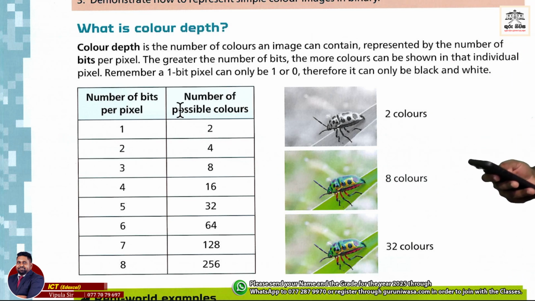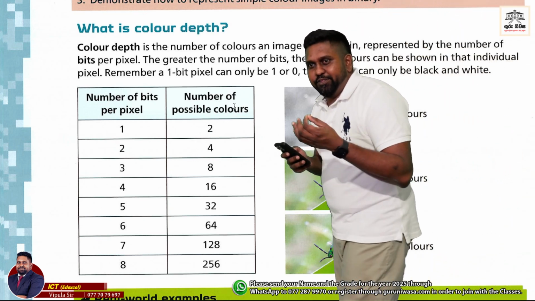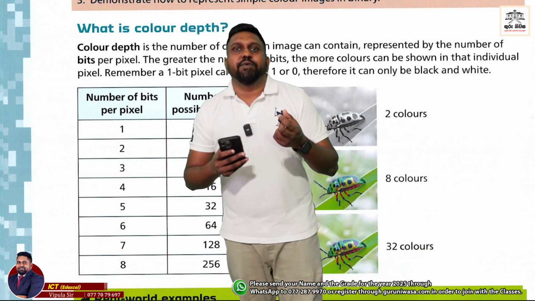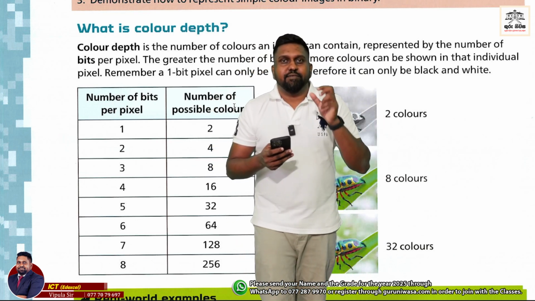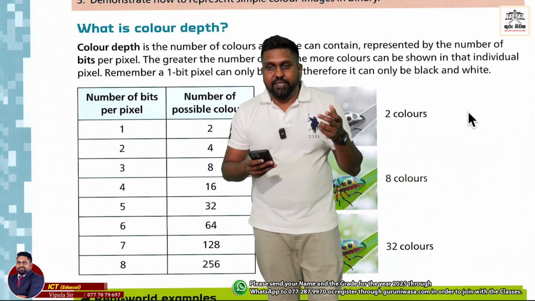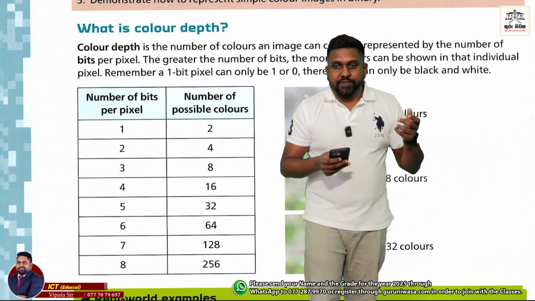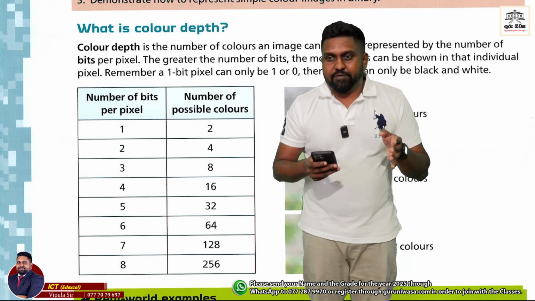Now, we have a combination of the number of bits per pixel and the number of possible colors. The number of bits means the size it can basically save in the system, right? So what type of size you can save on your system itself.